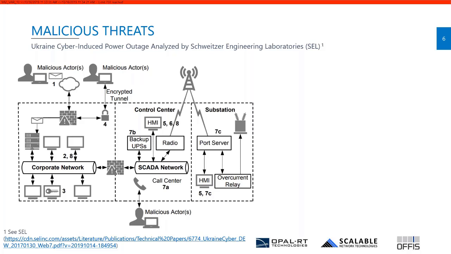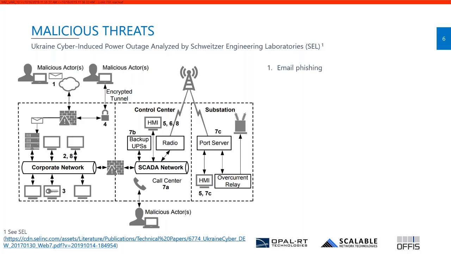There was one very good example that I intended to show here that was reported by Schweitzer Engineering Laboratories, which is a cyber-induced power outage that happened in Ukraine in 2015. And here is a diagram of the step-by-step how this attack actually occurred. For more information, you can read their full article. But I wanted to go through to give an understanding of how these cyber attacks can have an impact on the power grid. So it all started with email phishing.